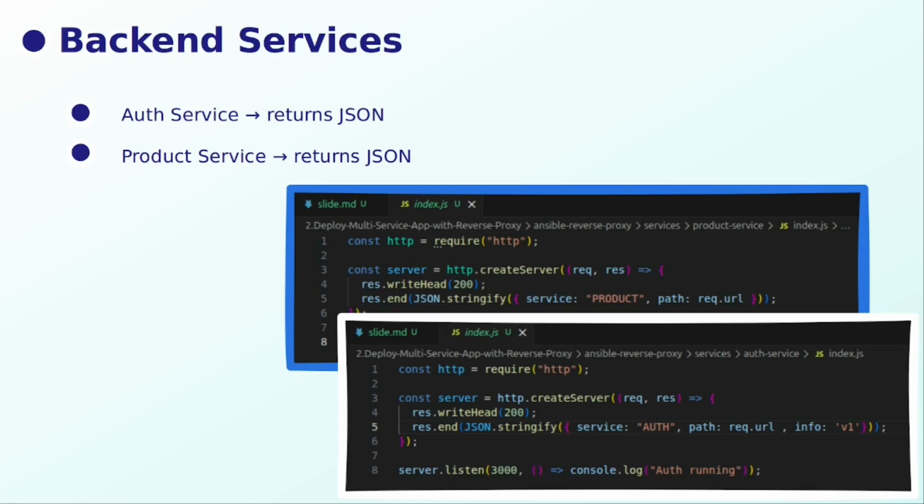Backend services. Our backend services are simple Node.js APIs. Each service returns JSON responses. Interestingly, both services use the same Dockerfile. This shows the power of standardization. We can reduce configuration and reduce complexity.